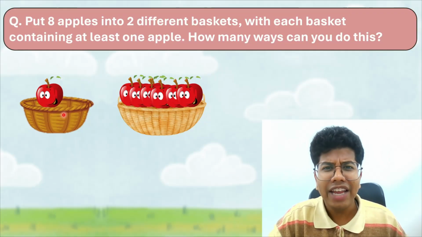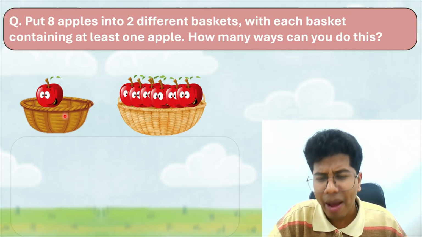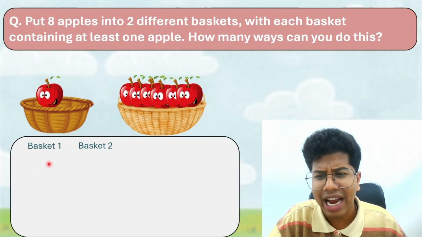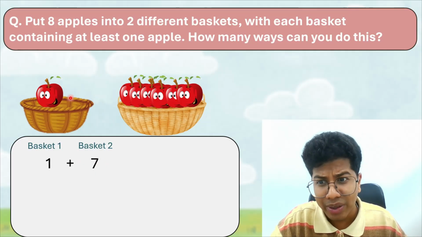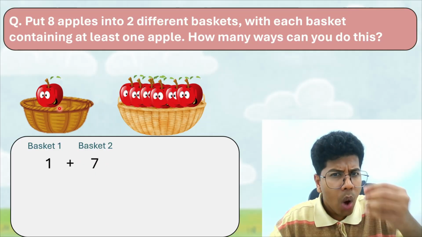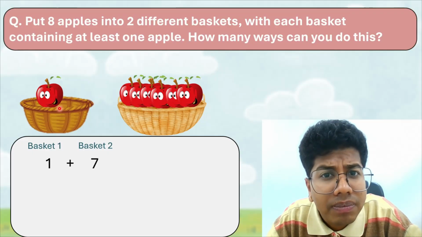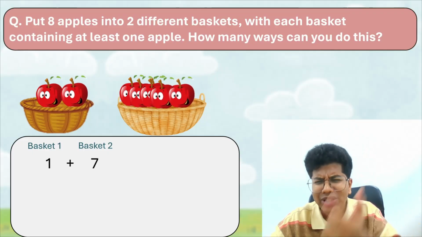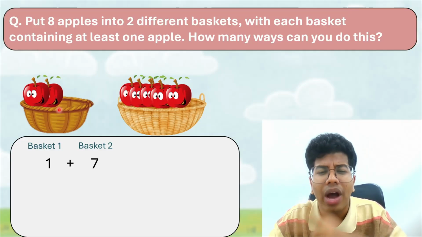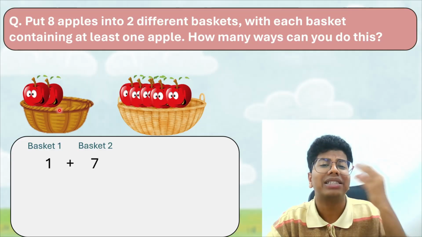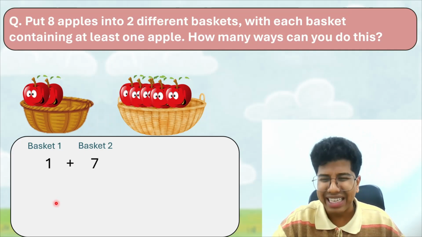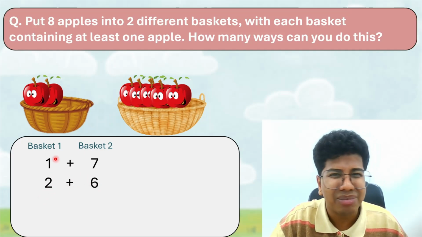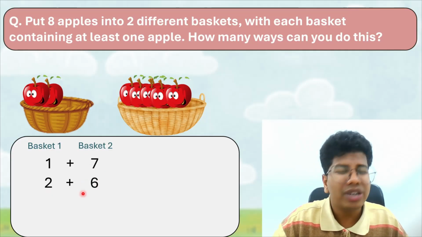Now, if I try to increase the number of apples, first let's write down the number of ways, that is basket 1, 1, basket 2, 7. Now let's try to increase the number. After 1, which number should I put? 2. So here, basket 1 has 2 and all the remaining in basket 2. So, remaining means how much? Perfect, 6. So, let's write down 2 and 6. Basket 1 has 2, basket 2 has 6.